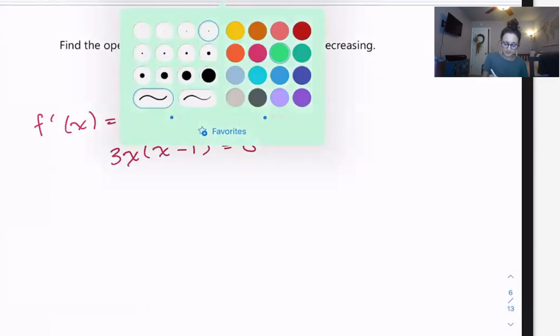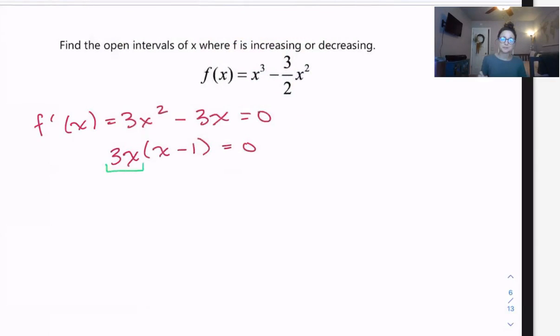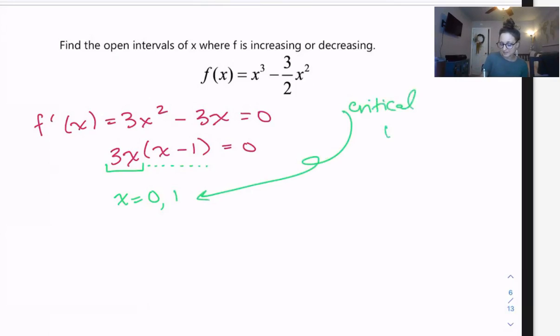Okay, so take a look here. 3x, when is that factor 0, or is it ever 0? That factor is 0 when x is 0, and then this factor is 0 when x is 1. So what do we call these? These are our critical points. Okay, so that was step 1. We found our critical points.